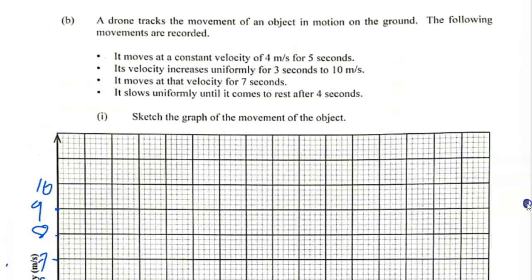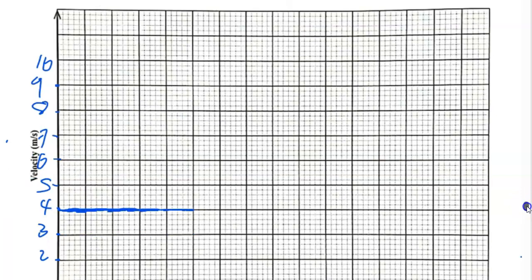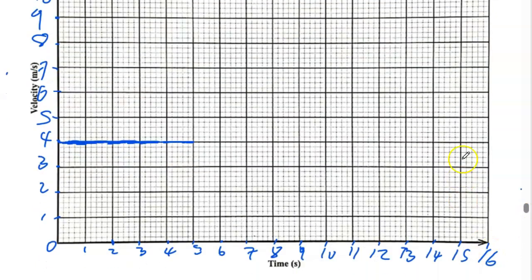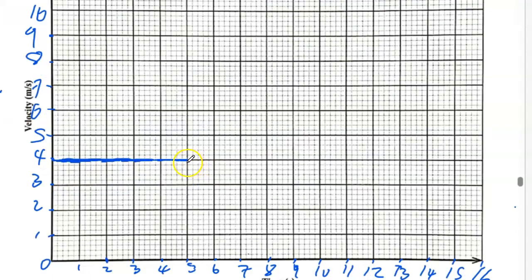Then its velocity increases uniformly for 3 seconds to 10 meters per second. So for another 3 seconds to 10 meters per second. So from the 5th second, it goes now to the 8th second. So it's freehand, of course, I should use a ruler. Another 3 seconds would take me to 8 seconds, right? And the speed uniformly increases, so it should be rising up to 10.